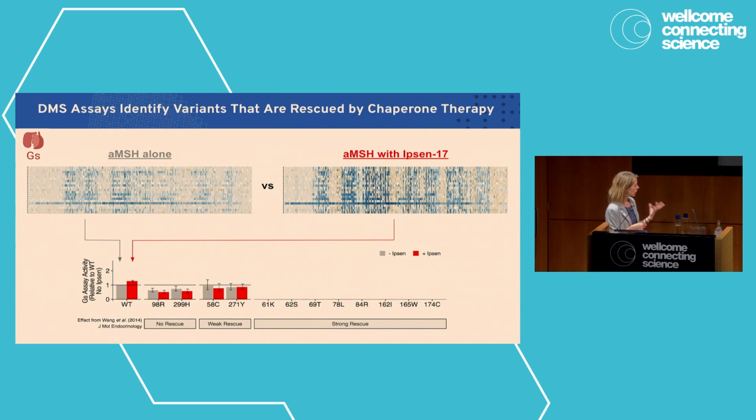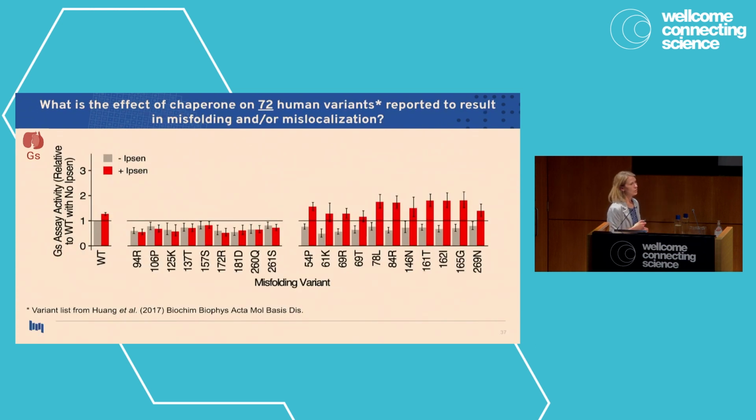For the weak rescue variants, we don't actually see an effect of the drug in our assay, but for the strong rescue variants, we see a really nice effect of the drug for most, if not all, of the variants that were previously shown to have a really robust response to this drug. So we wanted to expand this a little bit more to other patient variants.